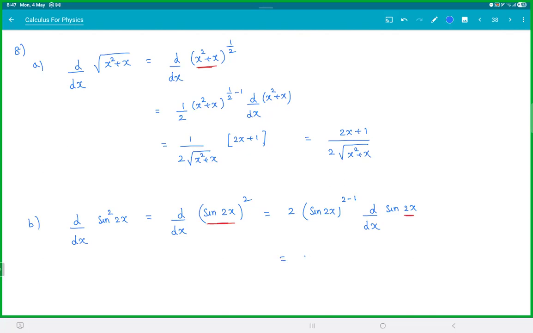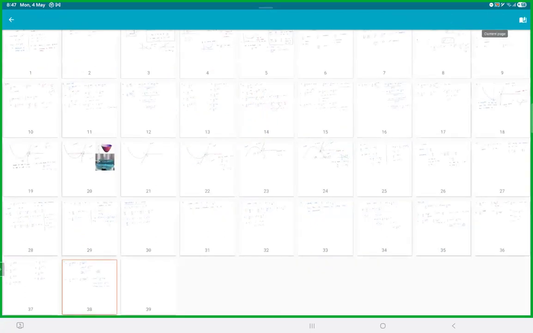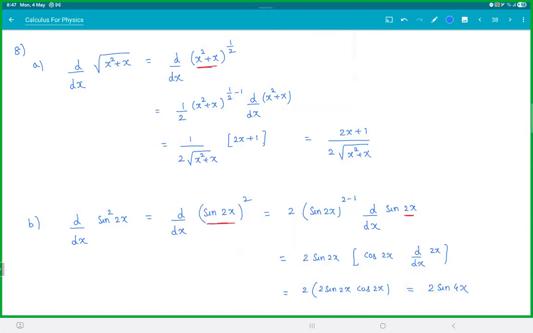And this would be 2 sine 2x. Sine 2x's differential is cos 2x. And then differentiate the 2x again. The 2x's differential would be a 2 outside. You end up with 2 sine 2x cos 2x. And I hope you remember 2 sine a cos a is sine 2a, so that's sine 4x. That's how you report the answer there. I hope you remember that one from the trigonometry that we did in basic math. It's not in this chapter. 2 sine a cos a.